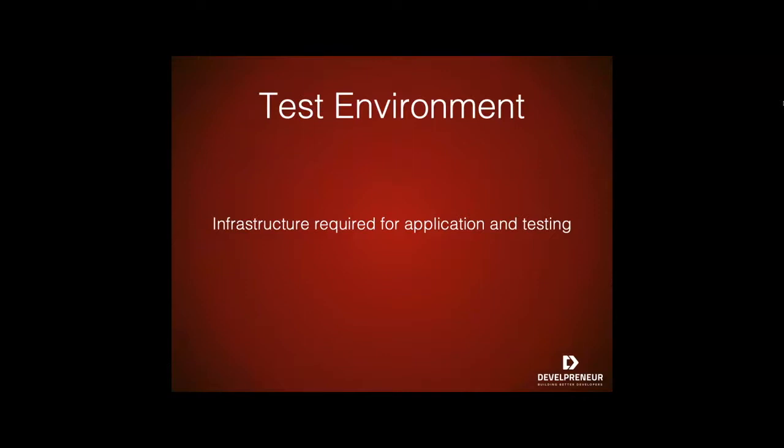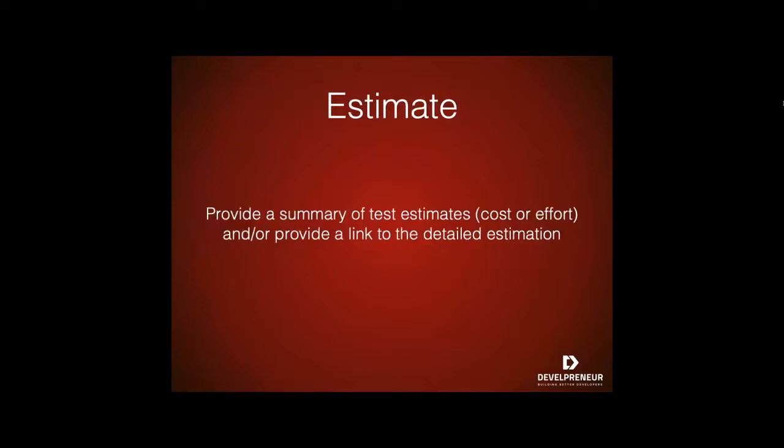Tools, both purchased and created. This could be like SmartBear and some other testing tools. Communications, what should you have to test? Web, client servers, networks, topology, internal and external system, bridges and routers, and finally, security. Estimates. So in this section, you need to break down and provide a summary of test estimates, cost or efforts, and/or provide a link to the detailed estimations.